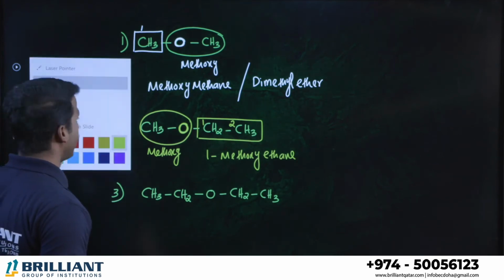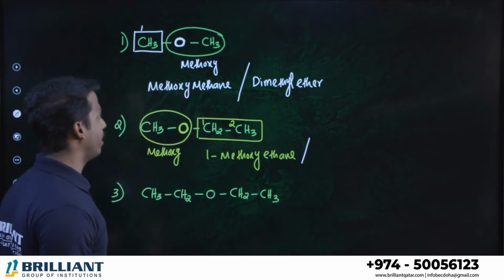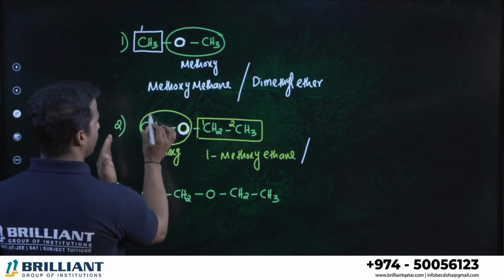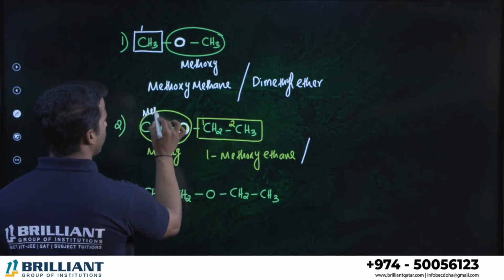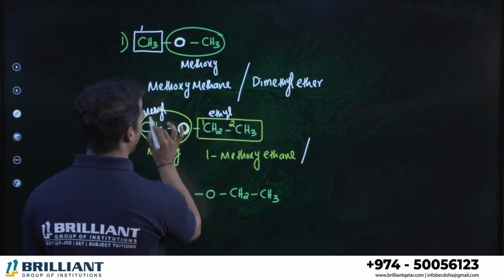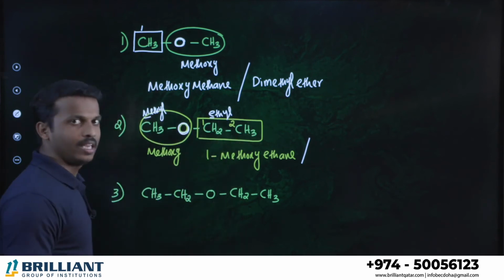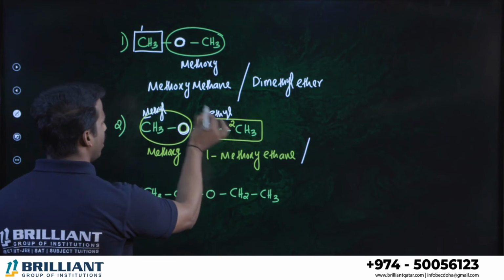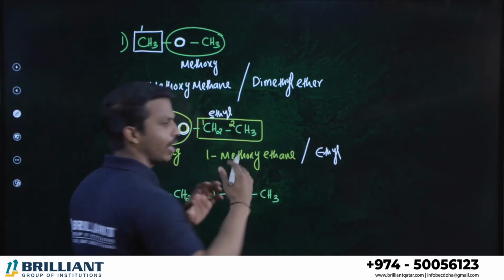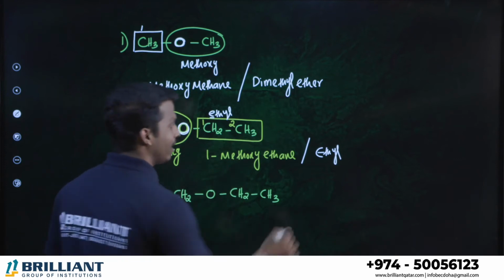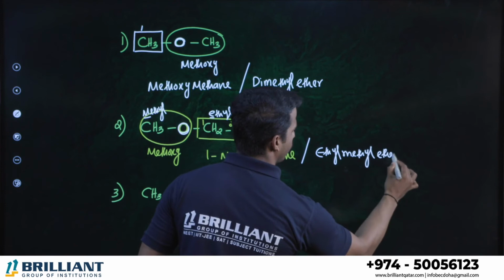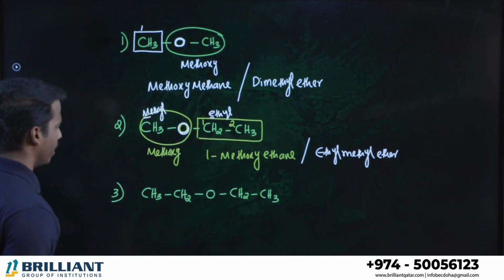What about the common name? Which group do you have on the oxygen atom? Which group on the left side? Methyl. Right side, which group? Ethyl. In alphabetical order, which is first, M or E? E, right? So we say ethyl methyl ether. We are just saying which alkyl groups are present on the left and right. That's it. Ethyl methyl ether. Clear, all of you? Let's go for the third question.